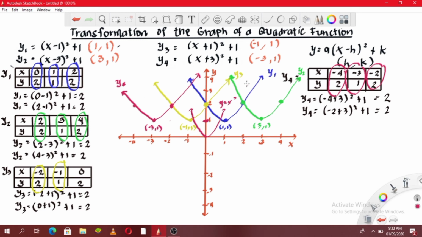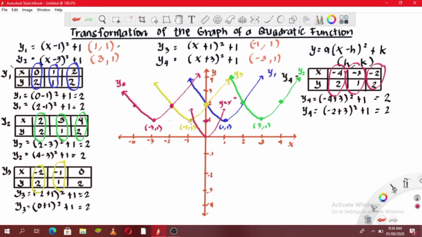And then, for y sub 3, we have negative 1, 1. So, again, ang k niya ay 1. Kaya nga, nag-shift up yung graph. And then, pakaliwa, dahil ang h niya ay negative 1. So, 1, ibig sabihin, ilang steps? 1 step, ayan, kaya siya nandito, isang step lang siya from 0. And then, kaliwa, because the sign is negative.